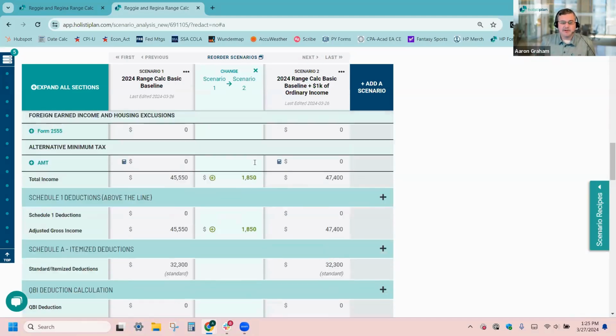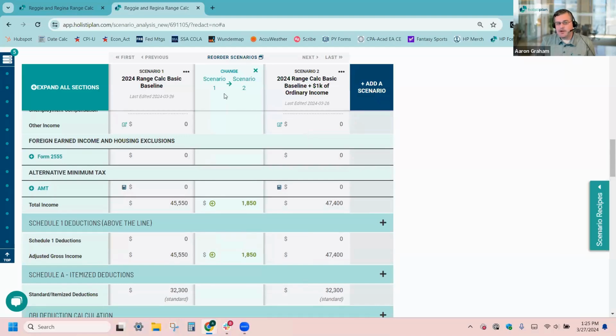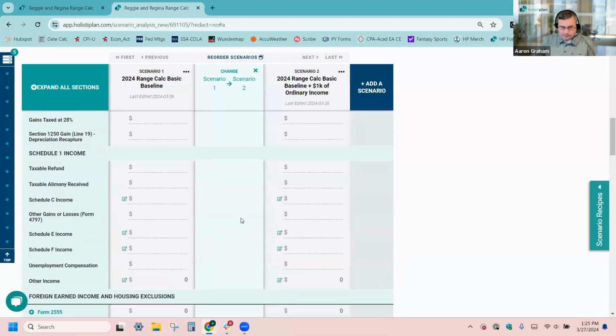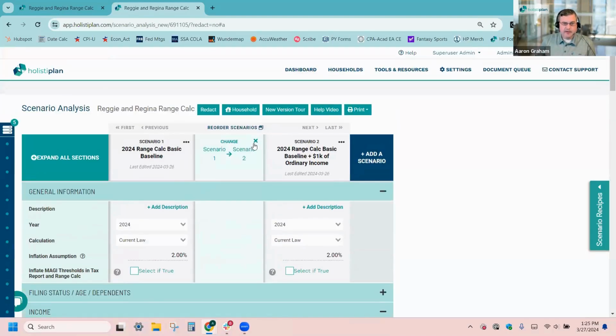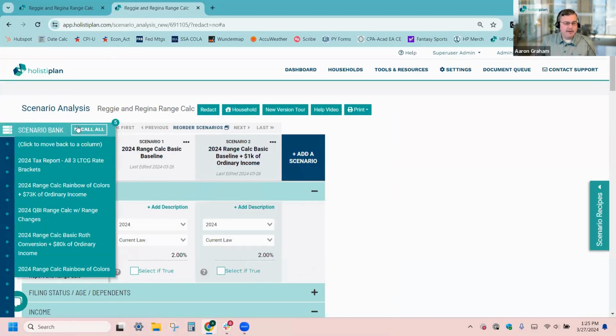So that's a good thing just to try if you're ever in range or in scenario analysis. You can add $1,000 to another scenario, show a comparison, and see why that effective rate is the way it is. So that's just a tip. We're also going to bring in something a little more complicated now. I know we're about 20 minutes in, or about 25 minutes in here.